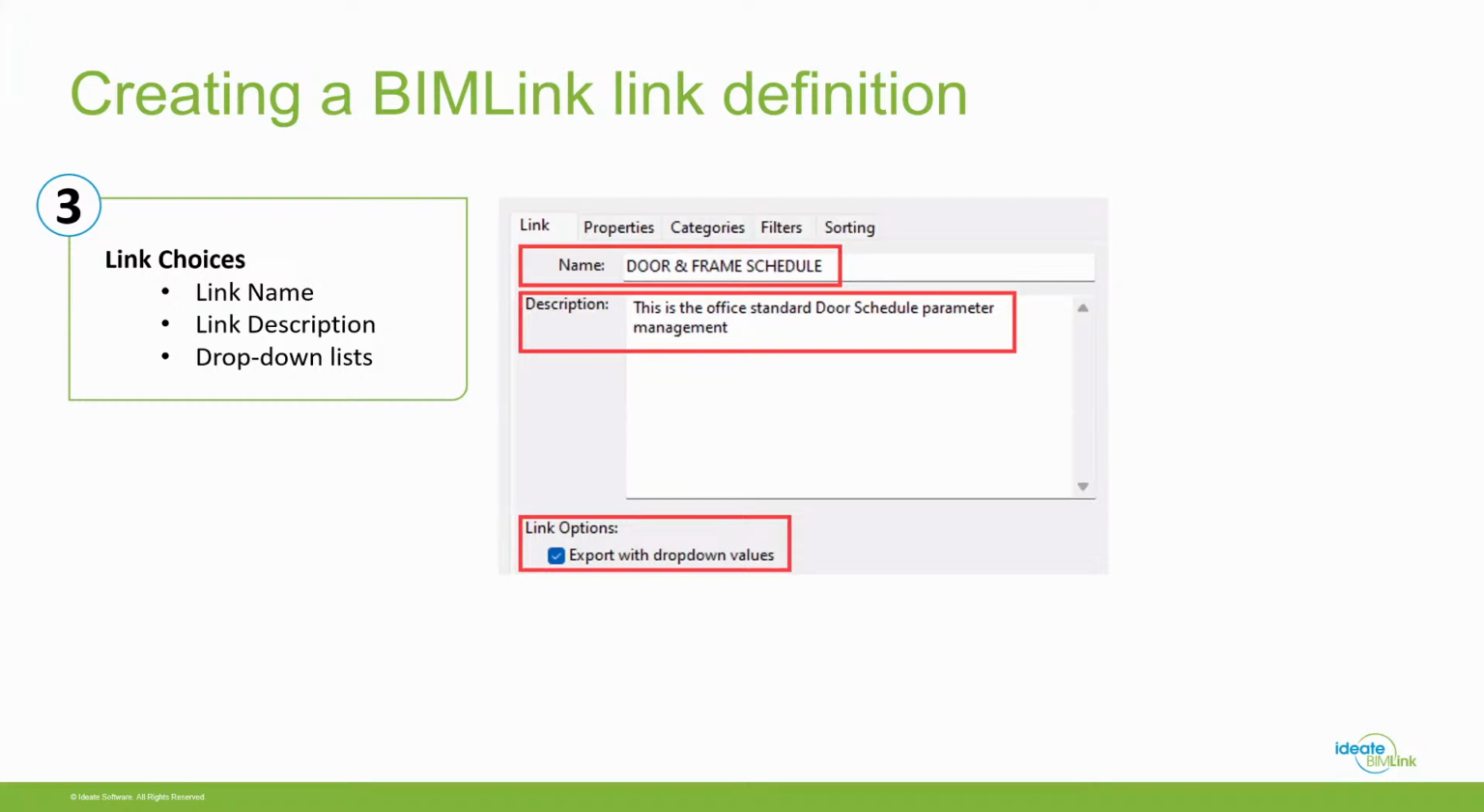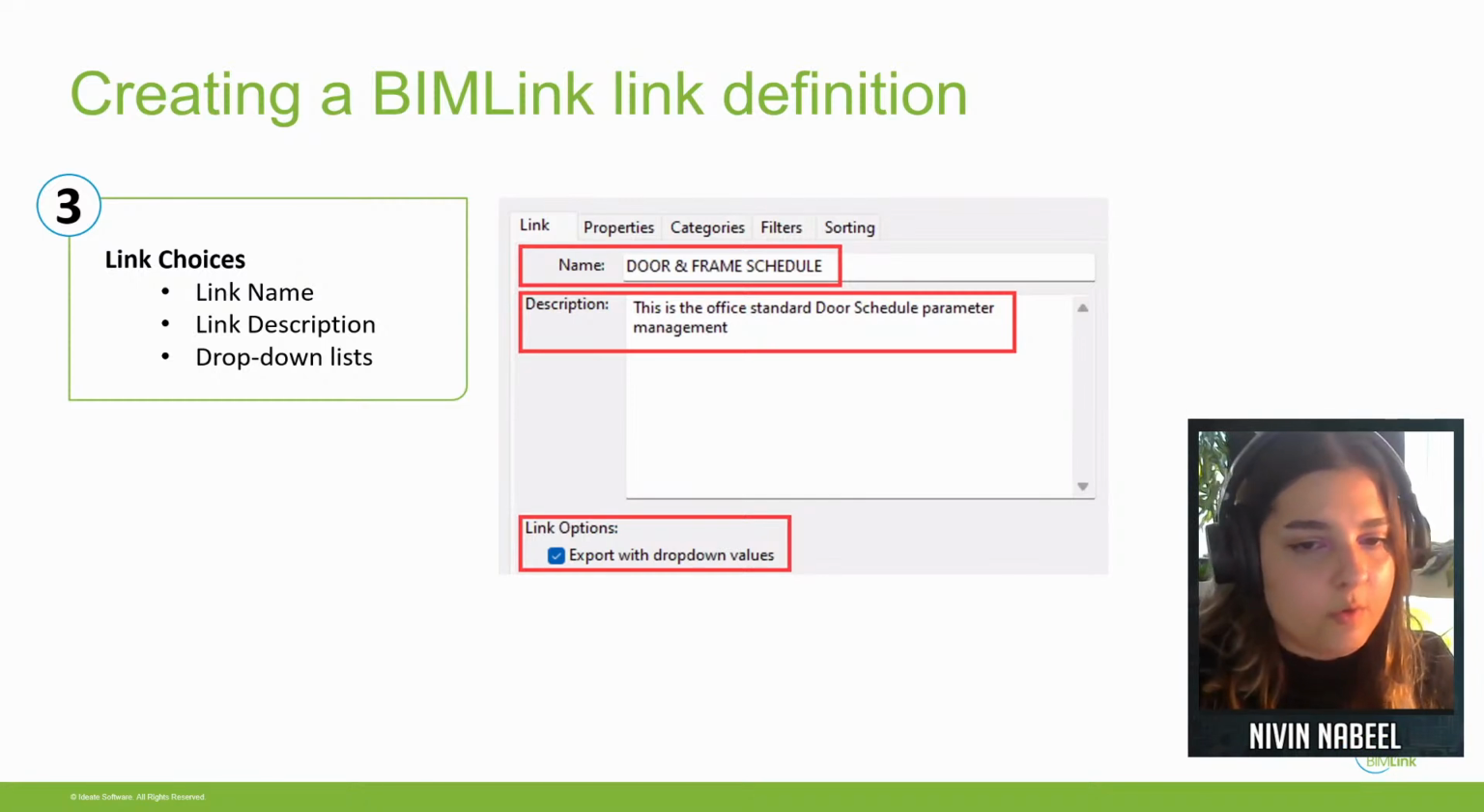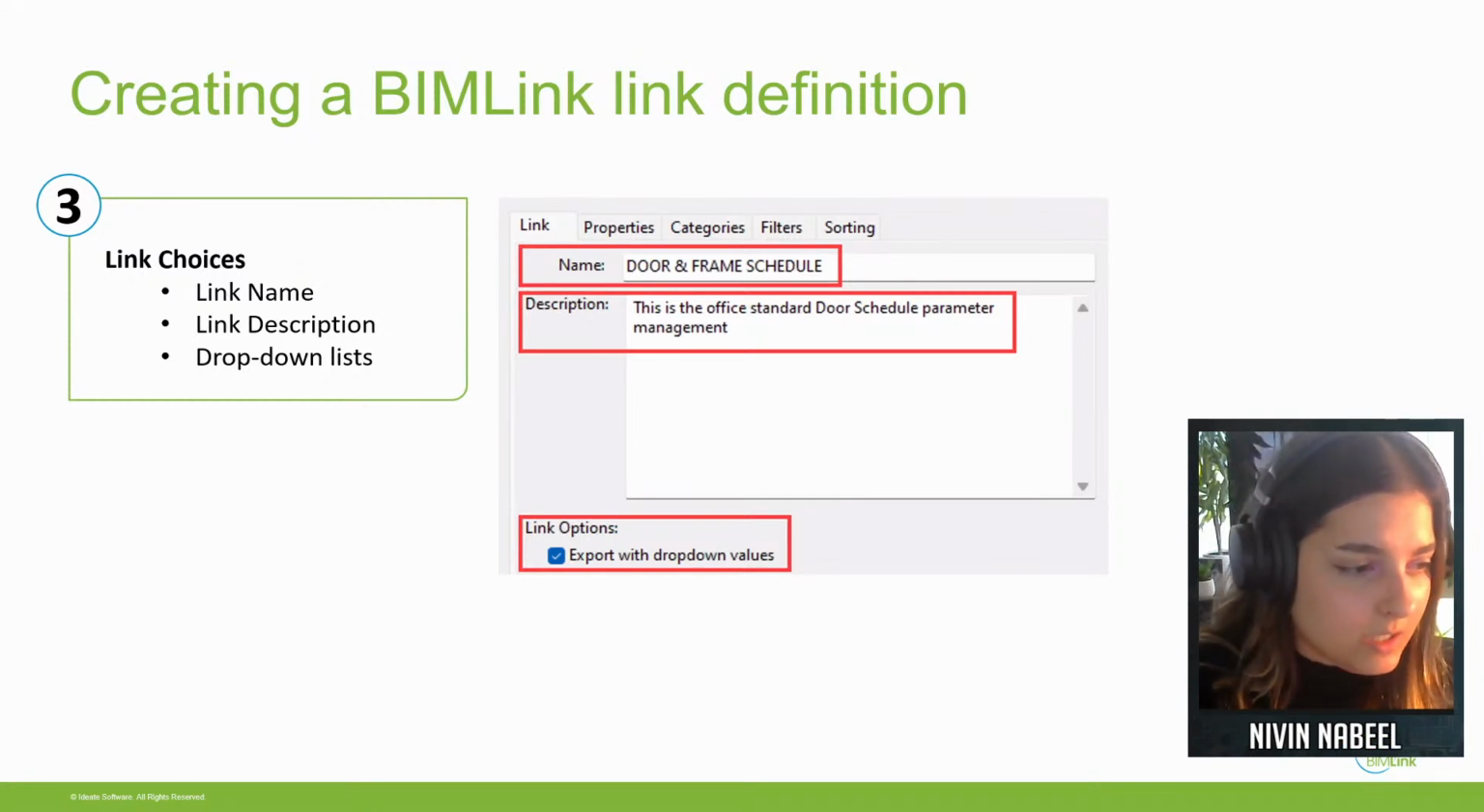Also, with the link choices, you need to give it a proper name and a description. This description helps your downstream users to be able to utilize this BIMLink definition that you've created, either office-wide or project-wide. And also, there are linked options with the exports with drop-down value, which we saw with the family name and type. You have to include that. If you want to see the drop-down menu, you'd have to have this checked.